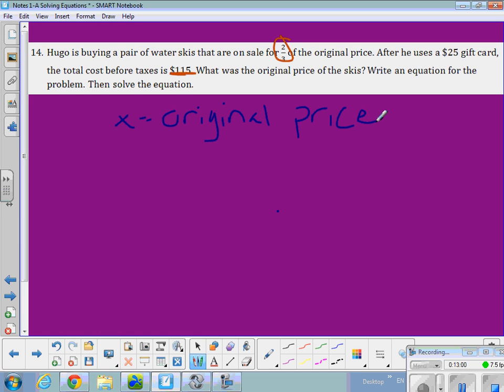So let's go ahead and take a look at this. If x is the original price, we only paid 2/3 of that original price. And then from 2/3 of that original price, we took a $25 gift card off of that. And once all of that was said and done, our total was $115.